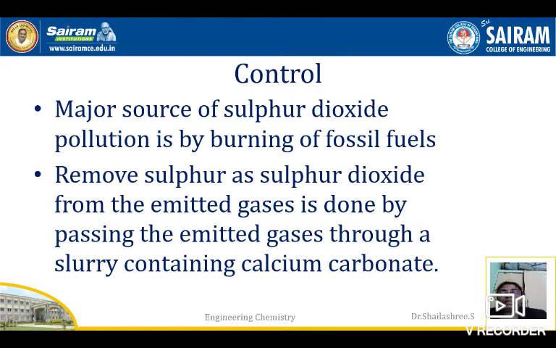Then removing sulfur as sulfur dioxide from the emitted gases is done by passing the emitted gases through a slurry containing calcium carbonate. The sulfur dioxide emission should be passed through a slurry liquid containing calcium carbonate. When it is passed through the calcium carbonate, the sulfur reacts with the carbonates. First it forms calcium sulfite, CaSO3, and then it is oxidized to CaSO4, then let off to the atmosphere. So the emissions which contain oxides of sulfur should be passed through a slurry containing calcium carbonate, where calcium sulfite is formed first, and then oxidized to calcium sulfate and let to the atmosphere.